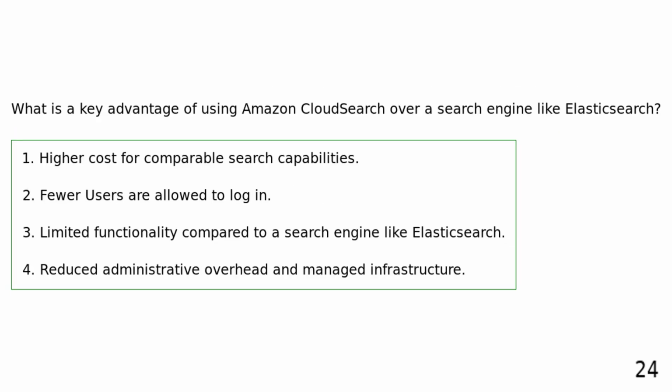What is a key advantage of using Amazon CloudSearch over a search engine like Elasticsearch? Higher cost for comparable search capabilities. Fewer users are allowed to log in. Limited functionality compared to a search engine like Elasticsearch. Reduced administrative overhead and managed infrastructure.